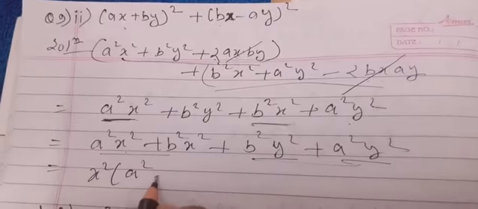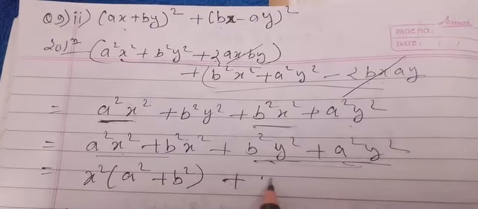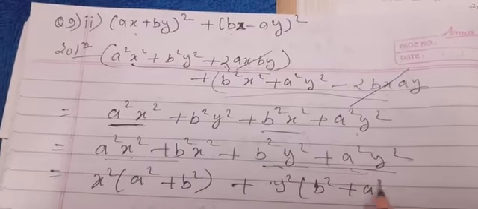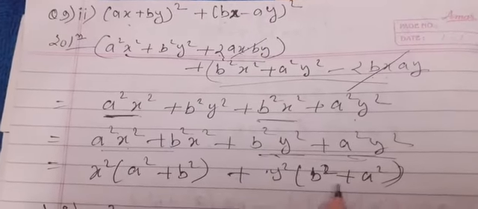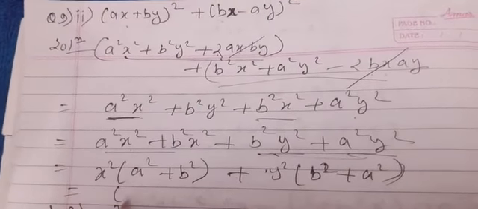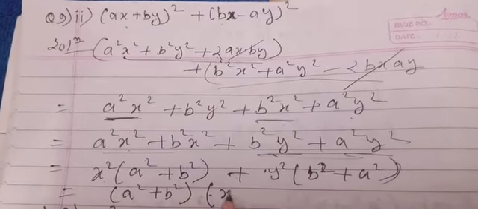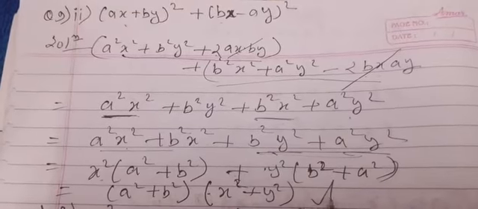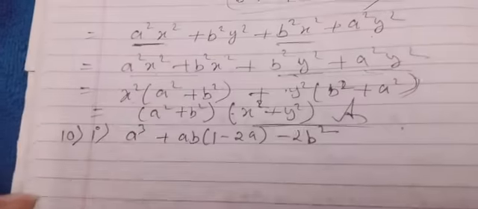So what is the remaining thing? a² + b², and then from here we will take y² as common, then here is b² + a². So both the terms are the same, that is a² + b² is here and a² + b² is here, so take a² + b² as common, and inside the second bracket, here is x² and here y². So this is your answer, (a² + b²) into (x² + y²).